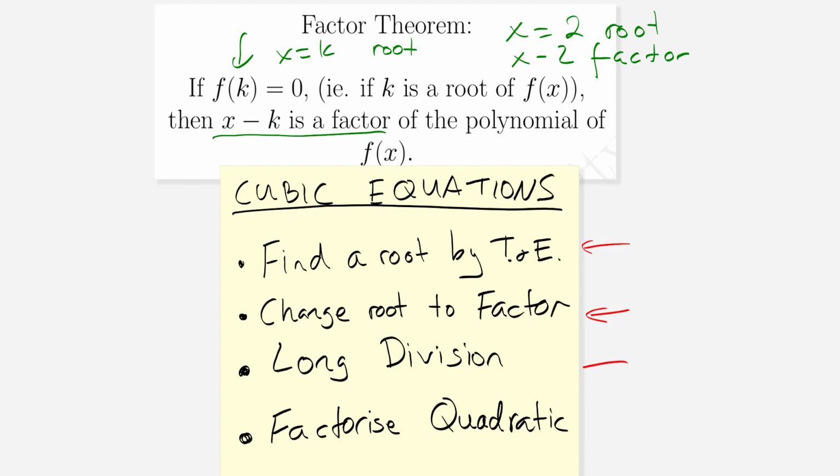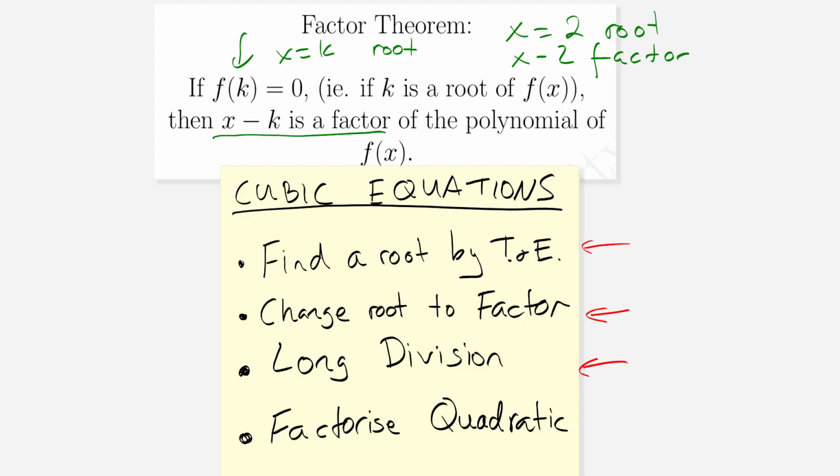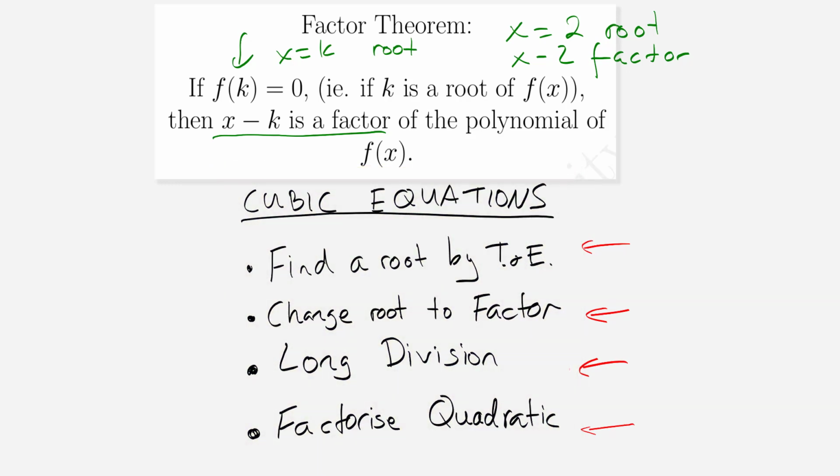Then once we had the factor, we did some long division. And then the result of long division, if you remember, left us with a quadratic on top, and we factorized that quadratic to get the remaining two roots. So that is how you solve cubic equations.